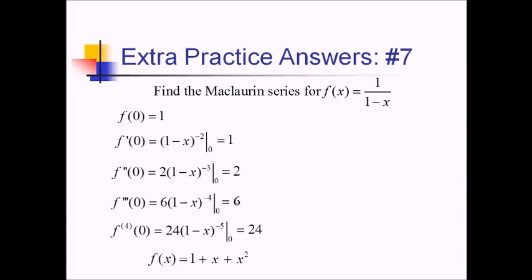Then we have 6 over 3 factorial x cubed, but 6 is 3 factorial, so that's actually just x cubed. Then we have 24 over 4 factorial, which is essentially 24 over itself, x to the 4th. And at this point, I think we can see the pattern here, because the derivative always just so happens to cancel out the factorial that's built into the formula. So this just ends up being plus dot dot dot plus x to the n plus dot dot dot.